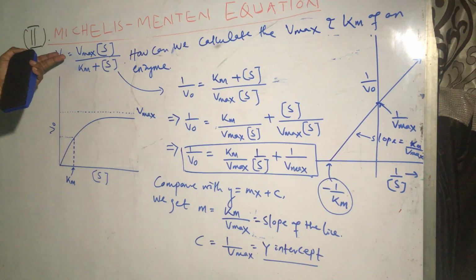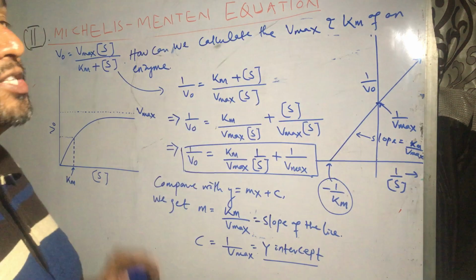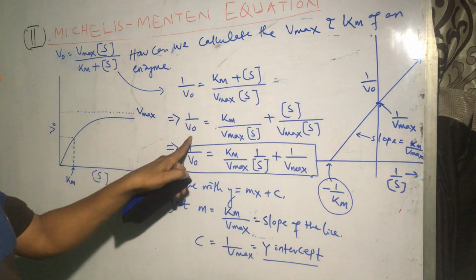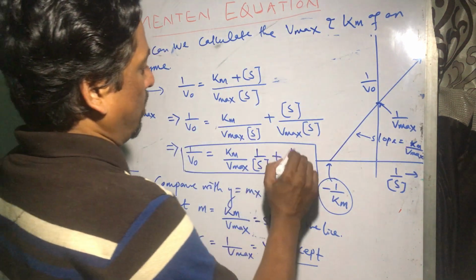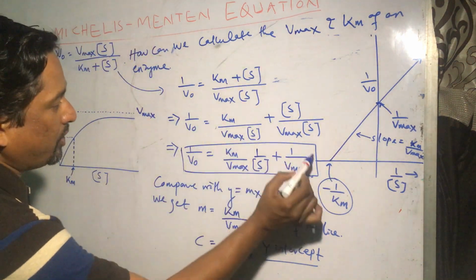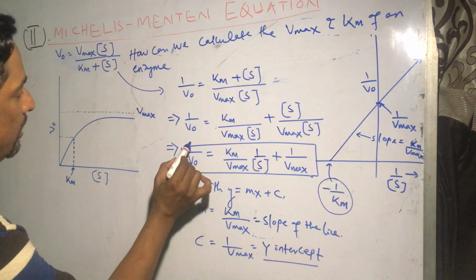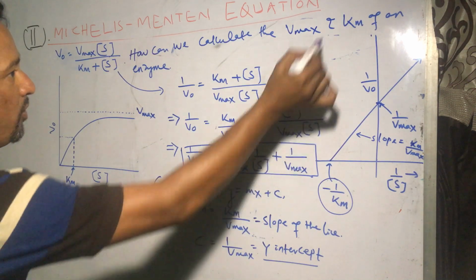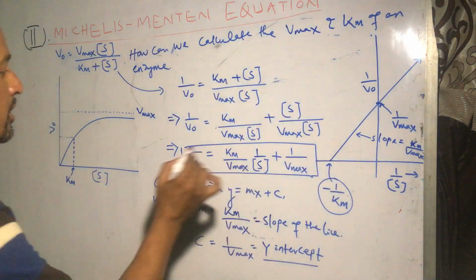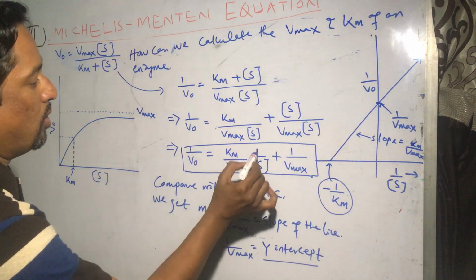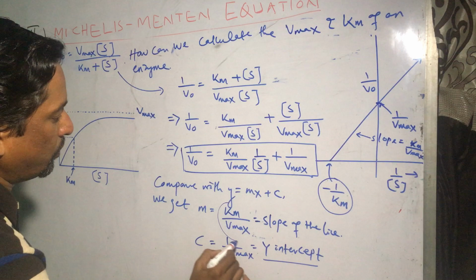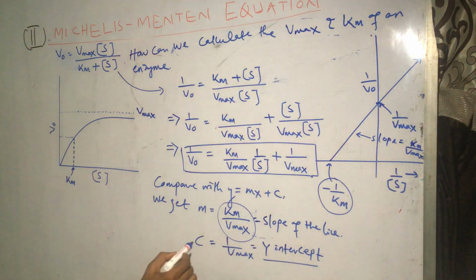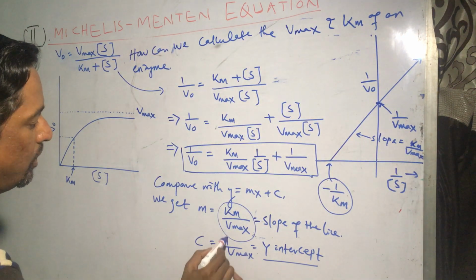So if we take the reciprocal of this equation, the equation changes to this. So 1 by V0 is given by Km by Vmax into 1 by S plus 1 by Vmax. So if we compare this equation to a straight line, take this value as y and plot it in a curve. So 1 by V0 is equal to y, 1 by S is taken as x. So we'll get a straight line with a slope m equal to Km by Vmax, and the y-intercept is equal to 1 by Vmax.